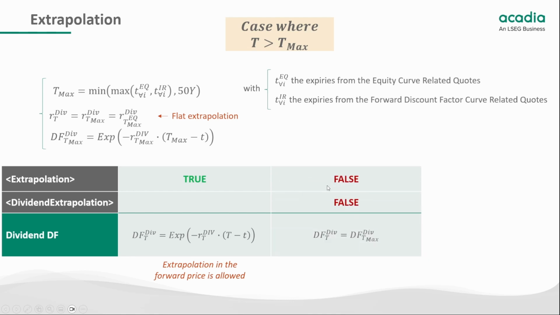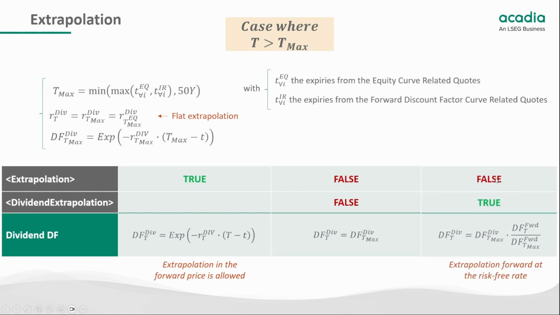Scenario 2, the node extrapolation is set to false, and the dividend extrapolation node is either not present or set to false, its default value. In that case, no extrapolation is done. It is kept constant to the dividend discount factor calculated at Tmax. And finally, scenario 3, the node extrapolation is set to false and the dividend extrapolation node is set to true. In that case, we extrapolate forward at the risk-free rate between Tmax and upper T, which is this coefficient here.